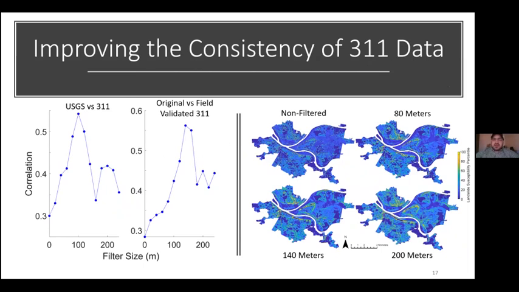So if we turn to the left now, looking at the original 311 versus the field validated, we saw results where this filter was helping increase the spatial correlation between the two inventories, however, only up to a point of about a filter size of 120 to 140 meters. And then as we increase this filter size, we saw a drop in correlation. So we do see improvements by using this filter on the original 311 data. However, it only helps up to a certain point. You can't infinitely expand the filter to get similar results.